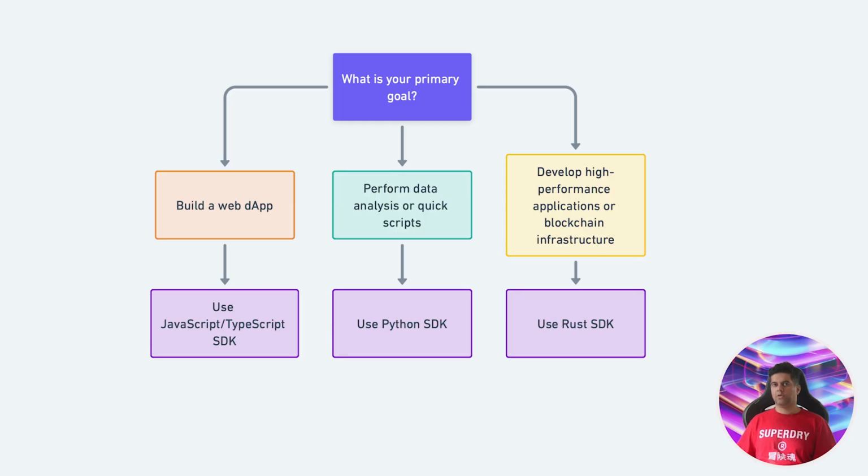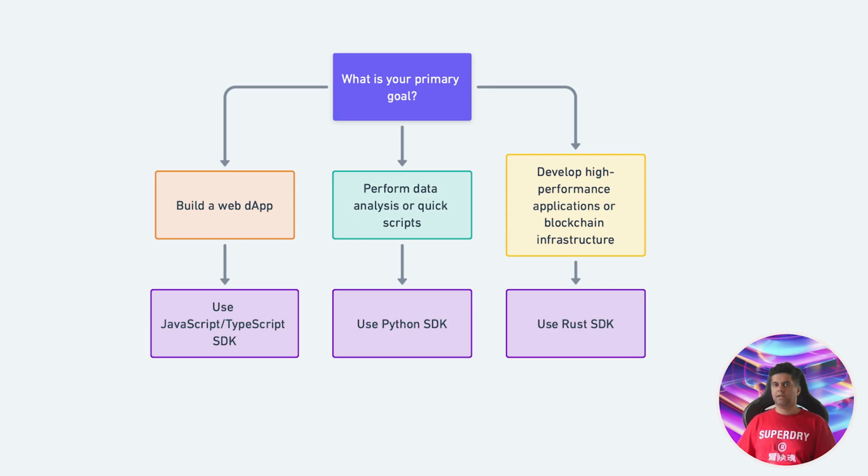Well, it largely depends on your project requirements and your team's expertise. If you're building a web app, the JavaScript SDK is probably your best bet. For data analysis or quick scripts, Python might be more suitable. If you're building high-performance applications or working on core blockchain infrastructure, Rust could be the way to go. Remember, while these SDKs are powerful, they're just tools. The real magic happens when you combine them with your creativity and problem-solving skills to build innovative applications on Aptos.